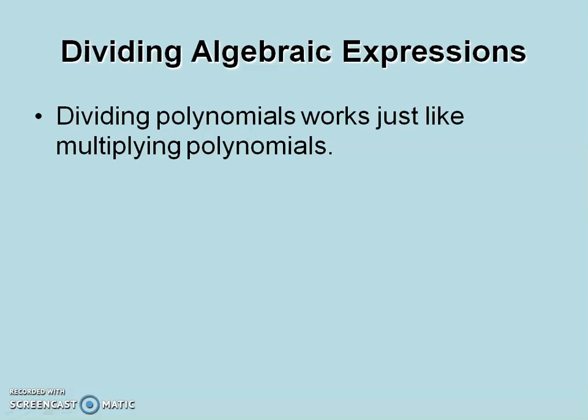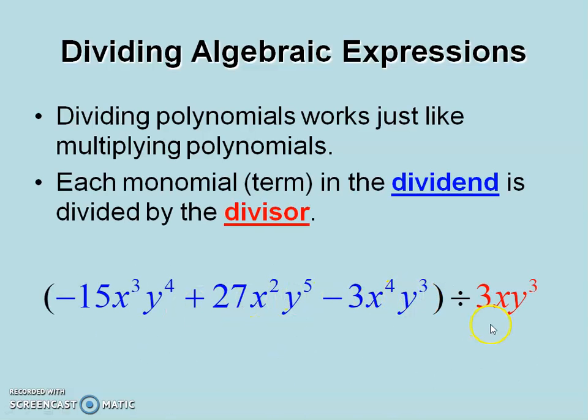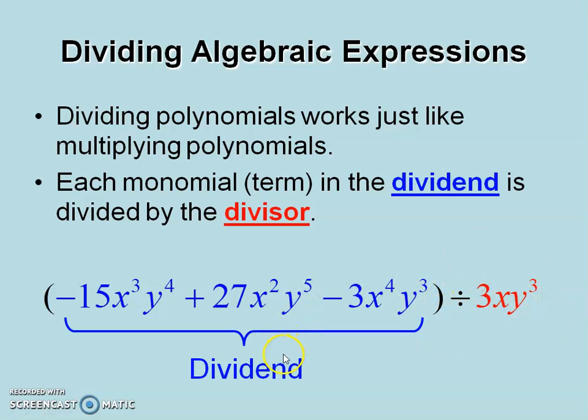This video lesson is on dividing algebraic expressions, specifically how to divide something by a monomial. So when dividing a polynomial, the rule that we follow is just like multiplying by a monomial in the sense that each one of these terms, 2, 3, all of them are going to get divided by the divisor, the term outside. So this is the polynomial, and in this case it's the dividend, the thing that we're dividing, and each term gets divided by the divisor.